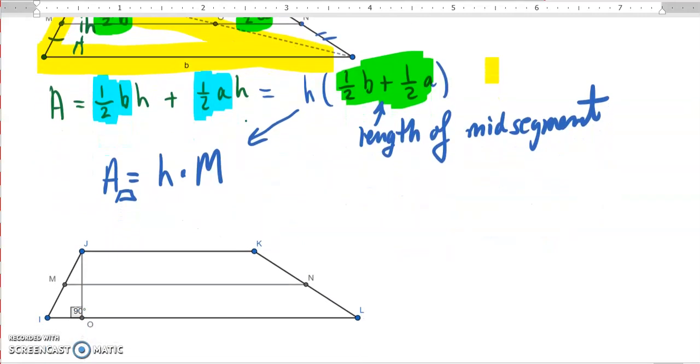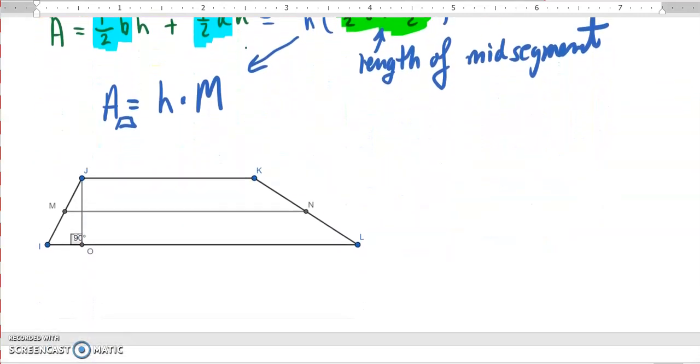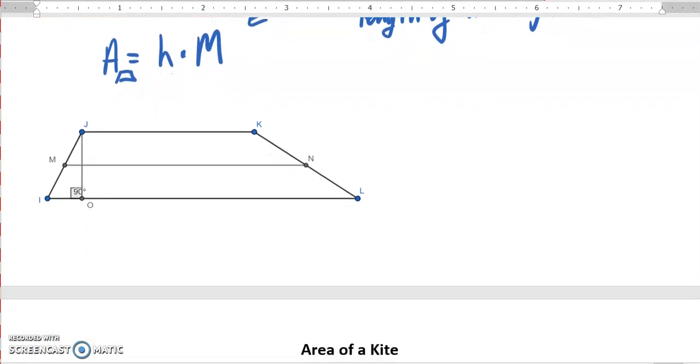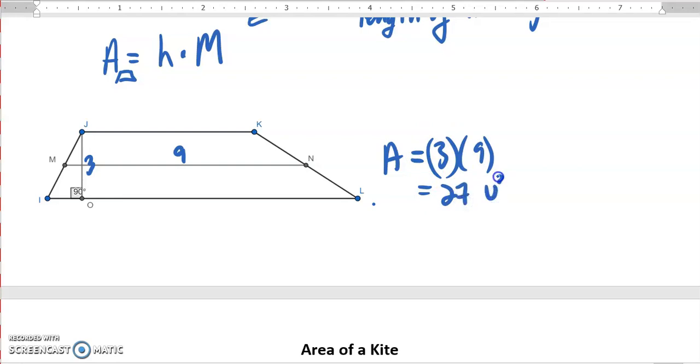So you don't have to know both bases. Depending on the information you know, if you know the length of the midsegment, you multiply it times the height, then you'll get the area of the trapezoid. So this is just another diagram. It's not another way. It's just saying, hey, if I know my midsegment is 9 and my height is 3, then the area here is just 3 times 9. You don't have to know the bases. So you get 27 units squared.